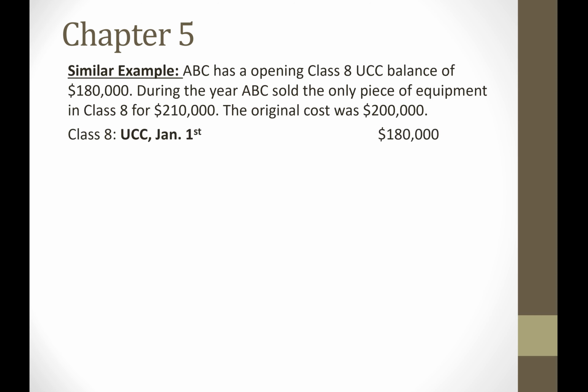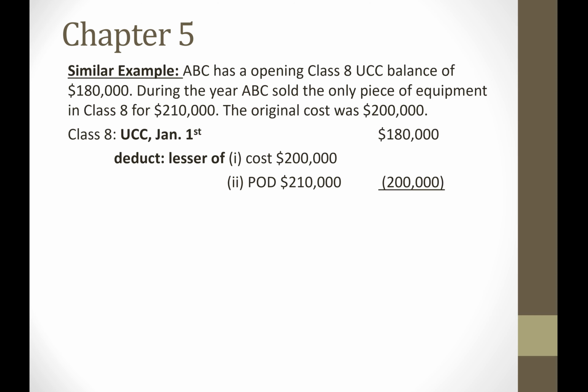Beginning of the year, $180,000 is the undepreciated capital cost. Whenever we sell a depreciable asset, we deduct the lesser of cost or proceeds. In this example now, the lower is going to be the cost of $200,000. We sold the asset for more than what we bought it for. And so we deduct the lesser of cost or proceeds, and that's going to leave us a negative balance of $20,000. If that balance remains negative at the end of the year, we have what's called recapture.